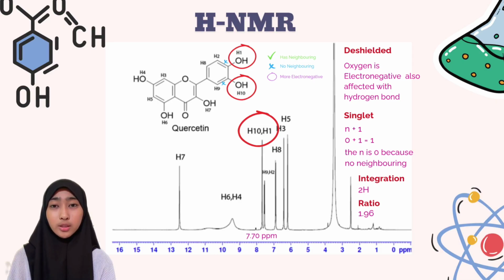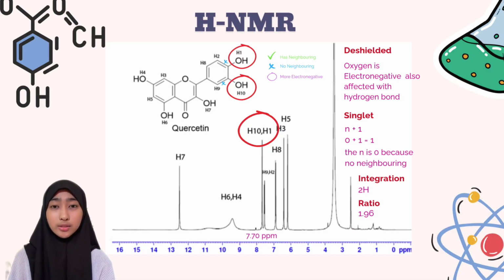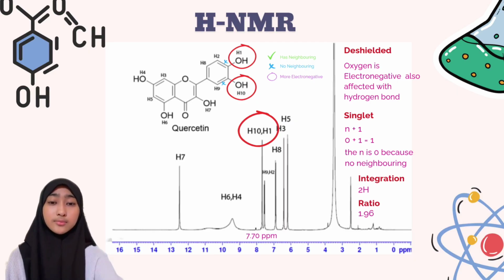With an integration of 2 protons, the peak at 7.70 ppm with a ratio of 1.96 is assigned to H10 and H1. These protons are de-shielded by the aromatic ring and nearby oxygen-containing groups, causing them to resonate downfield.